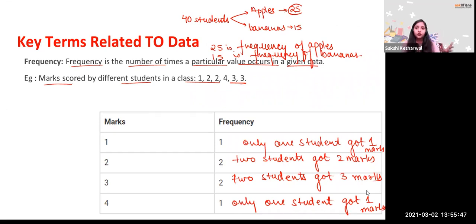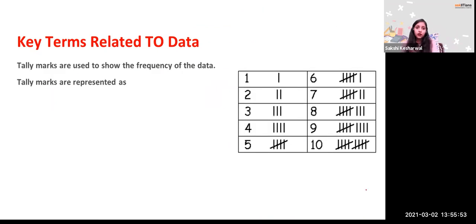What is the frequency of the Park? It is 3, right? What is the frequency of the Cadbury? It's again 3, right? So it's like this you have done, right? Now, how are you going to represent the terms related to the data?